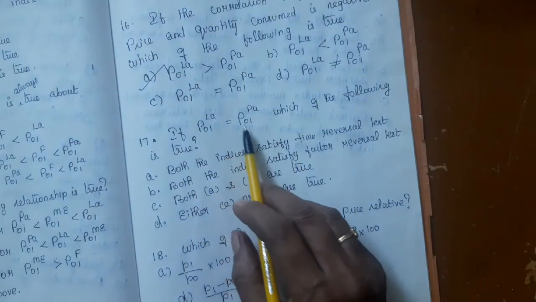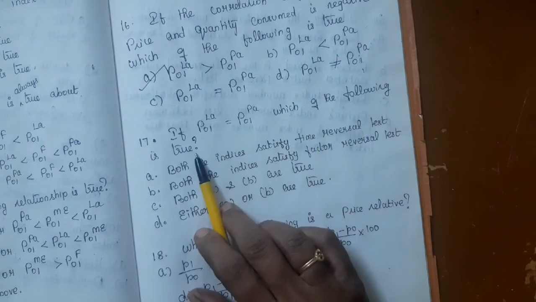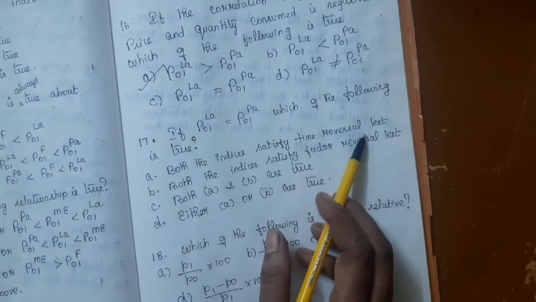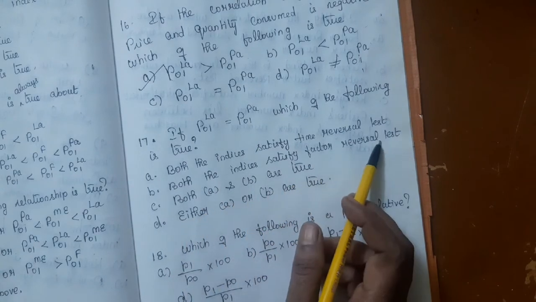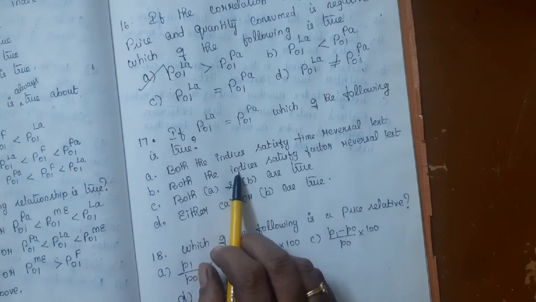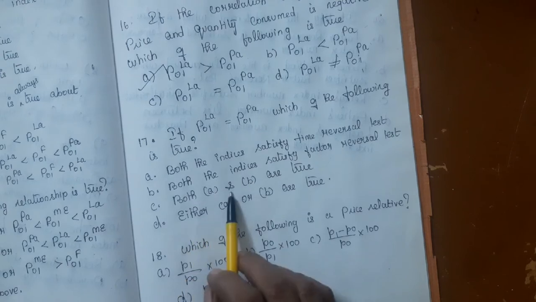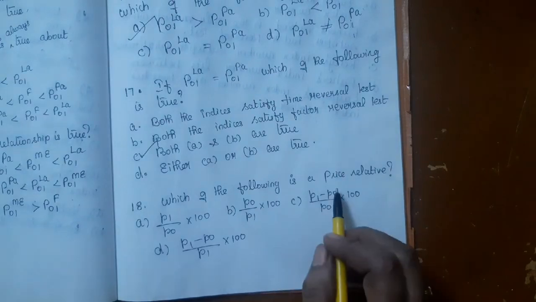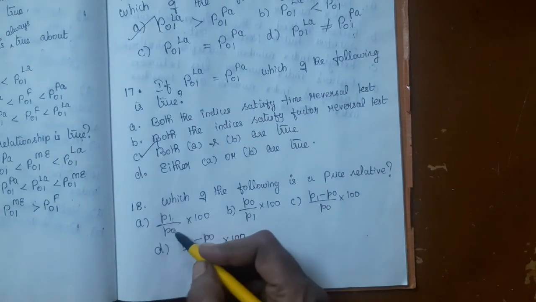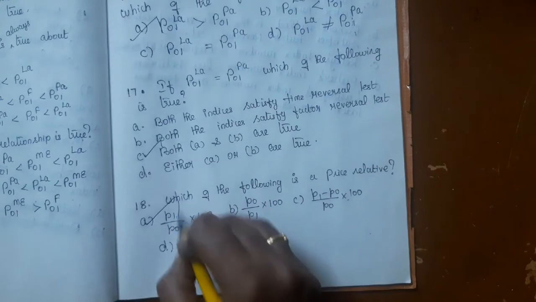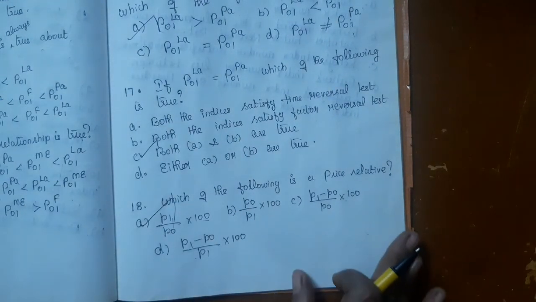If P01 LA is equal to P01 PA, which of the following is true? Both the indices satisfy time reversal test? Yes. Both the indices satisfy factor reversal test, that is last year's index number and past's index number. Both of them satisfy factor reversal test. Yes, that is also true. Both A and B are true. Yes. Right? Which of the following is a price relative? P1 by P0 into 100 or P0 by P1 into 100 or this or this? No. P1 by P0 into 100 is the right answer.